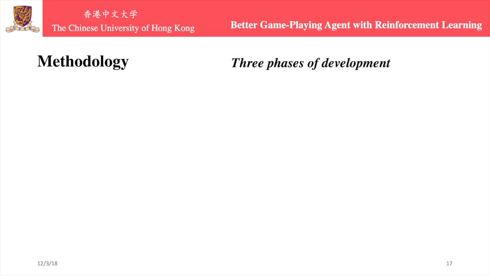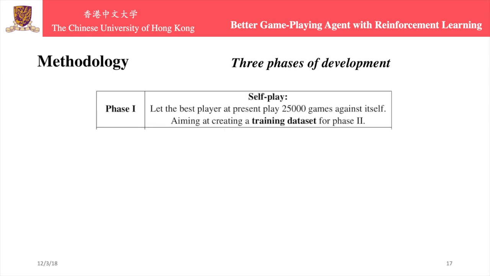Actually, there are 3 phases of development. The first phase is to let 2 versions of the agent play against each other. This will be done for 25,000 games. In this process, the training dataset is created.